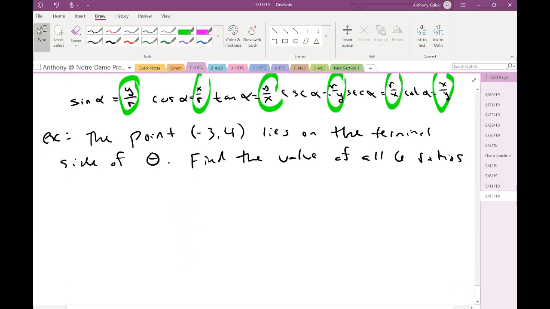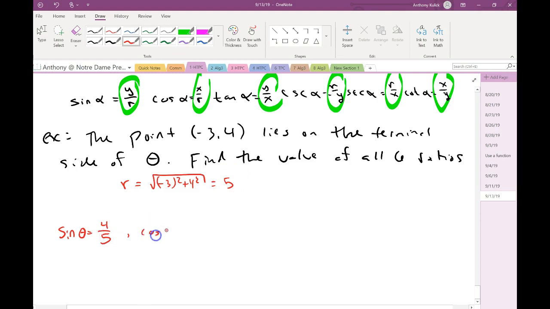So the point negative 3, 4 lies on the terminal side of some angle theta. Let's find the values of all 6 ratios for theta. So if I start with sine theta, I know that sine theta is y over r. Well, I know what y is. That's 4. What do I need? How am I going to find r? Pythagorean theorem. So I know that that is the square root of negative 3 squared plus 4 squared, which is 5.